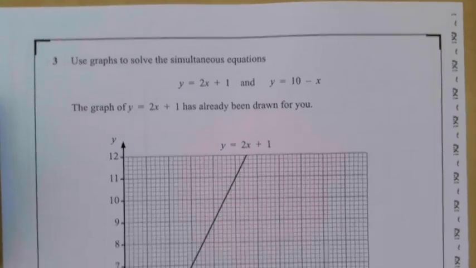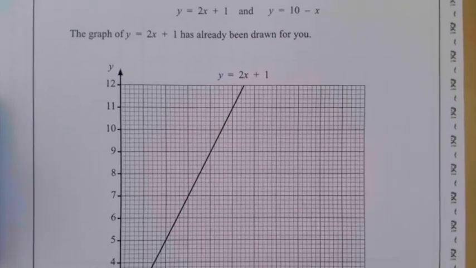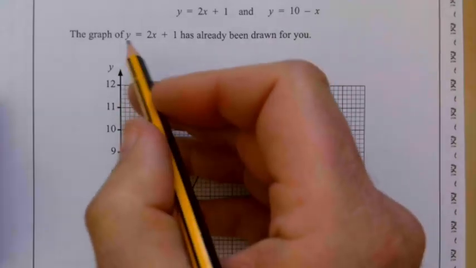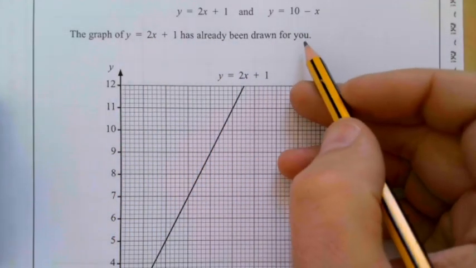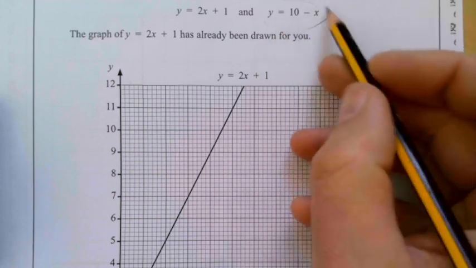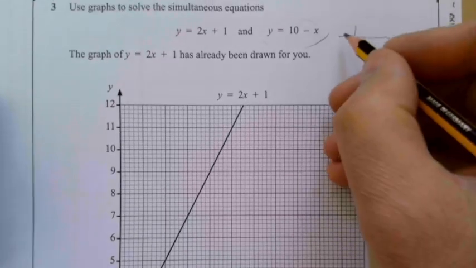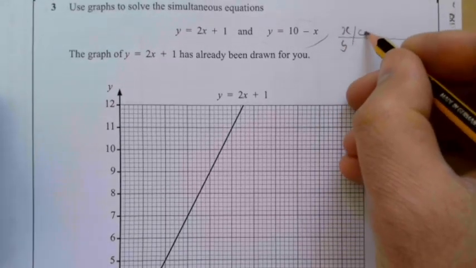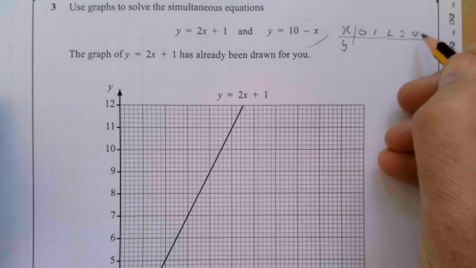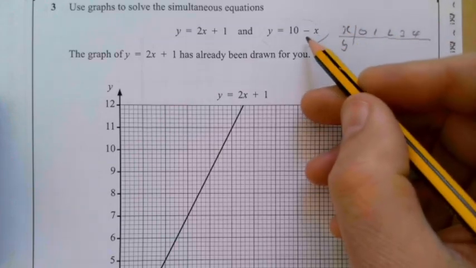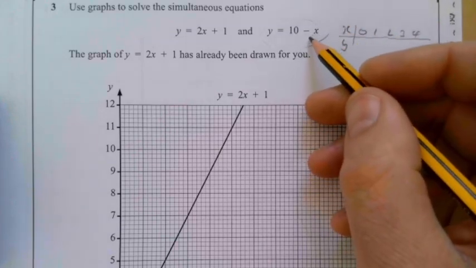Question 3. Use graphs to solve the simultaneous equations y equals 2x plus 1 and y equals 10 minus x. The graph of y equals 2x plus 1 has already been drawn for you. You can draw this graph a couple of different ways. You could go the old basic way of making a wee table where you have x and y, 0, 1, 2, 3, 4, and work out what y is from there. What I'm going to do, however, is just use y equals mx plus c.